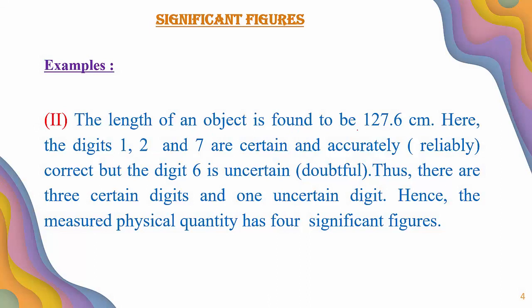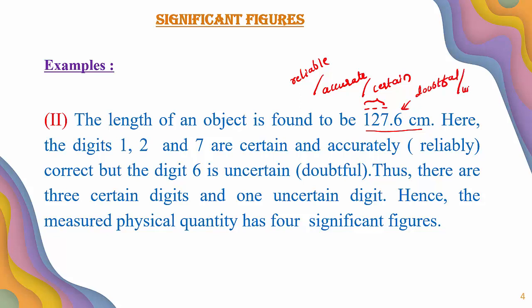The length of an object is found to be 127.6 centimeter. Here, which are the certain and uncertain digits? You can observe the number 127.6 centimeter. 1, 2, 7 are certain, that means accurate, or we can call it reliable. The first three digits, 127, are accurate digits, and the last number, 0.6, the 6 is a doubtful or uncertain digit.